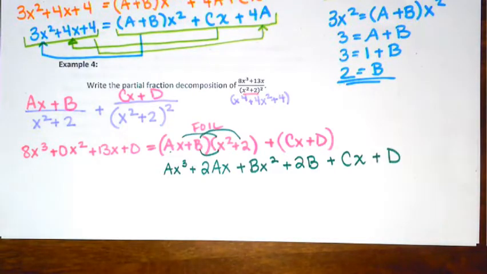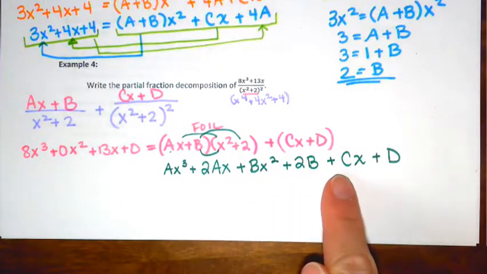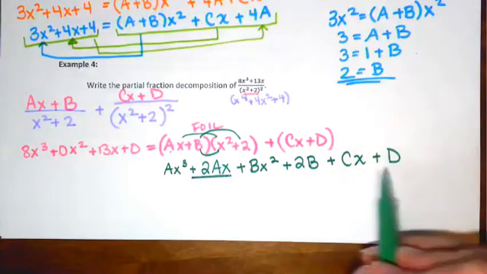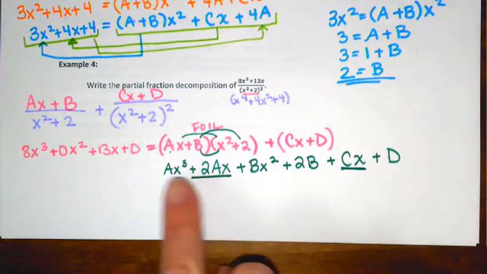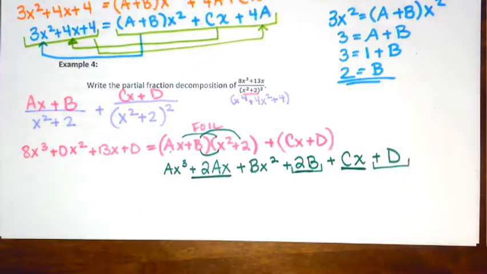Is there anything that are like terms in the green? What about 2ax and cx? Would those be like terms? Because remember, you always want to think A and C are numbers, not letters. So 2 times a number, x, and a number times x. Aren't those like terms? Yes. And isn't 2b and d like terms also?